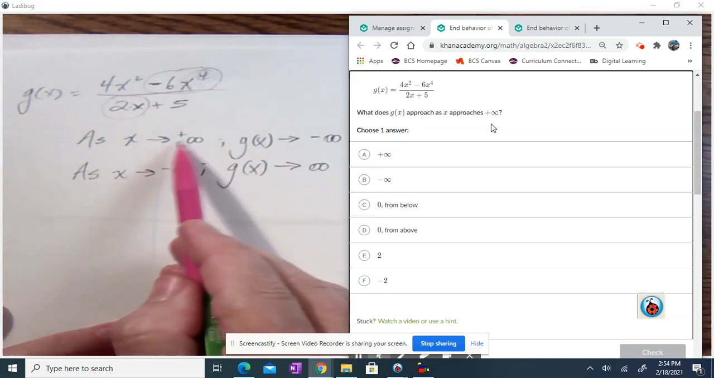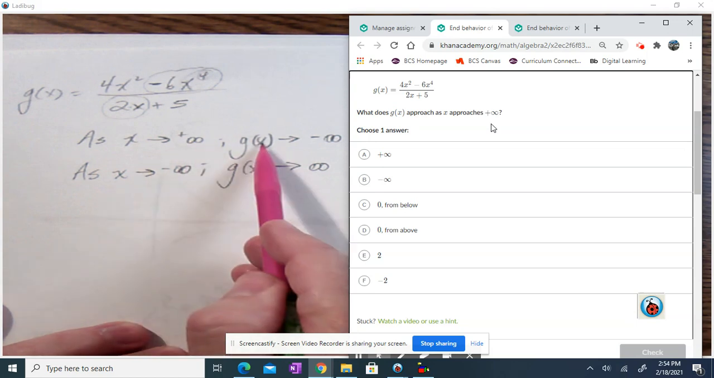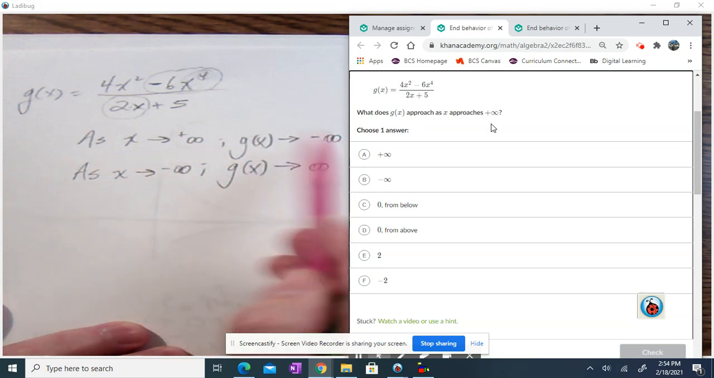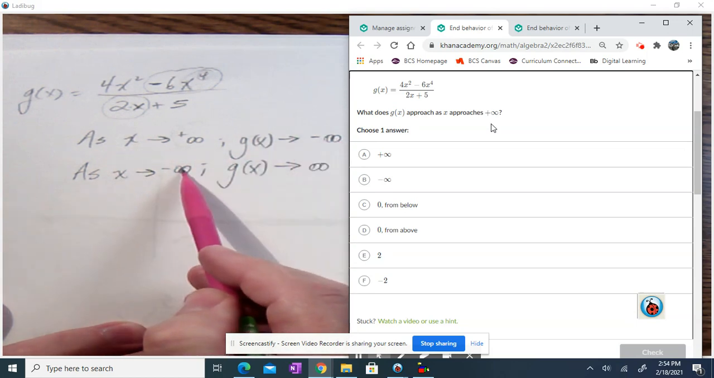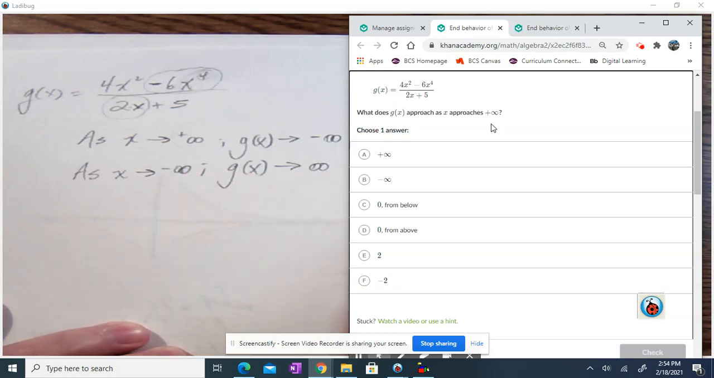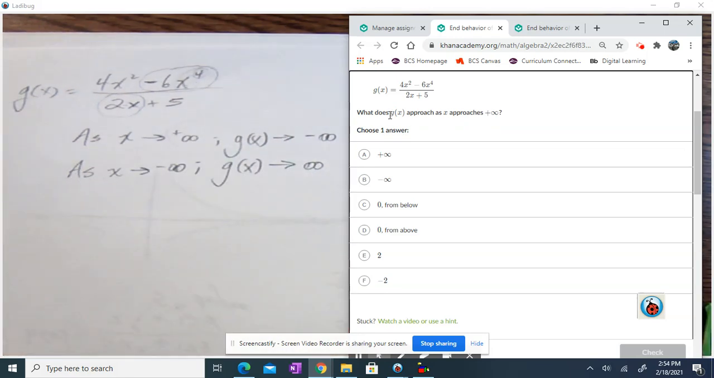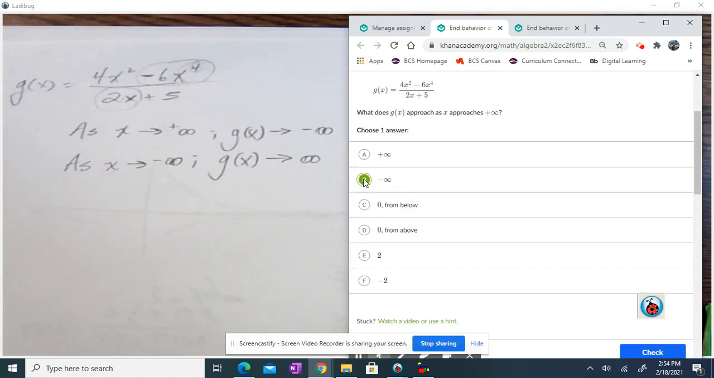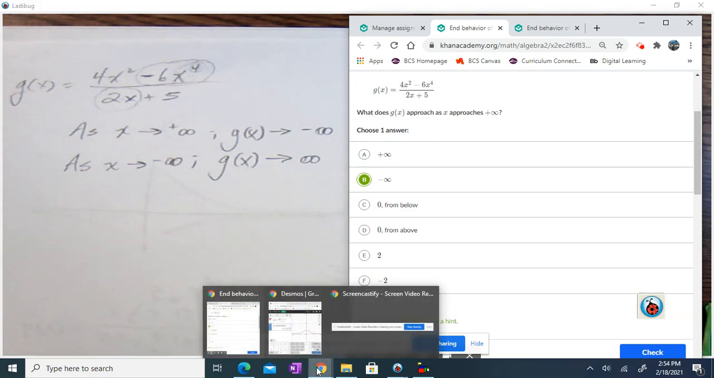So as x goes to positive infinity, g of x will approach negative infinity. And as x approaches negative infinity, g of x will approach positive infinity. So the question is, what does g of x approach as x approaches positive infinity? The answer should be negative infinity. So let's see if we can actually show this on Desmos.